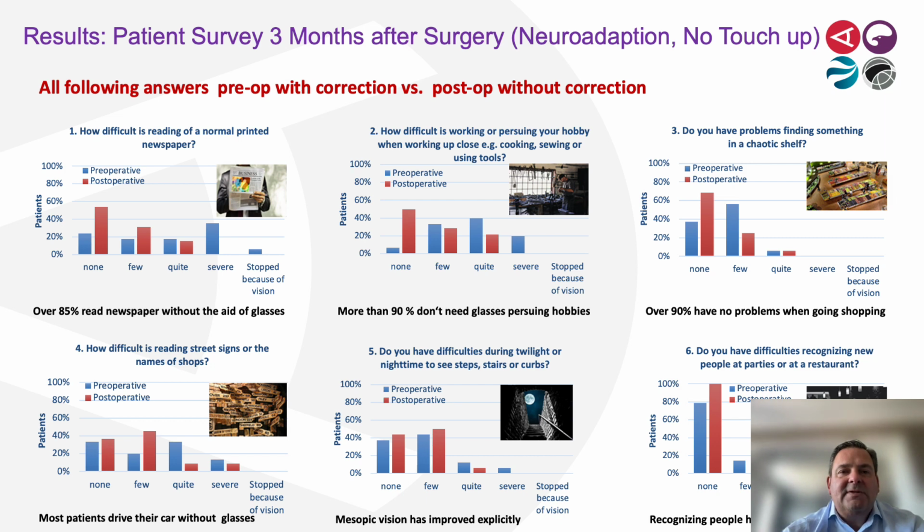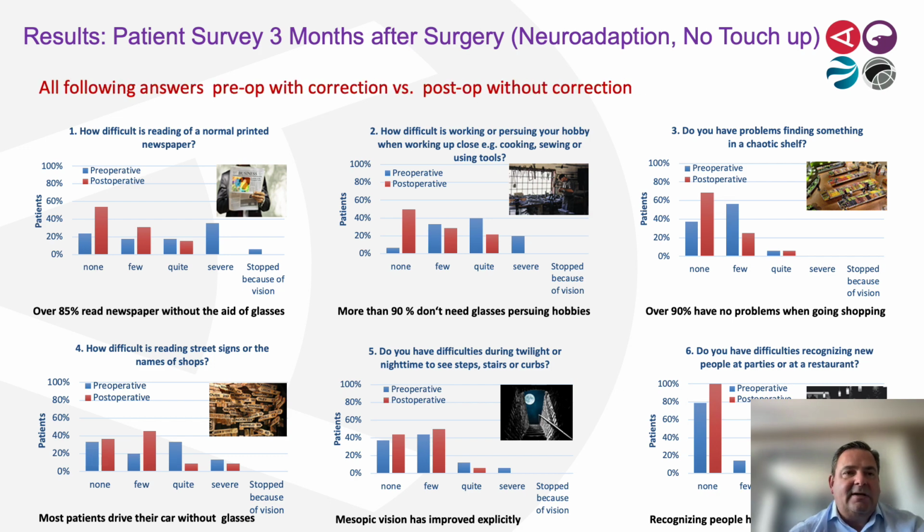More than 90% don't need glasses pursuing their hobbies. Over 90% had no problems when they went shopping. Most patients were driving a car without glasses, not according to the laws. The mesopic vision has improved. This was really, really surprising. And what was also good for the patients, that they better recognized the people at parties or at restaurants.